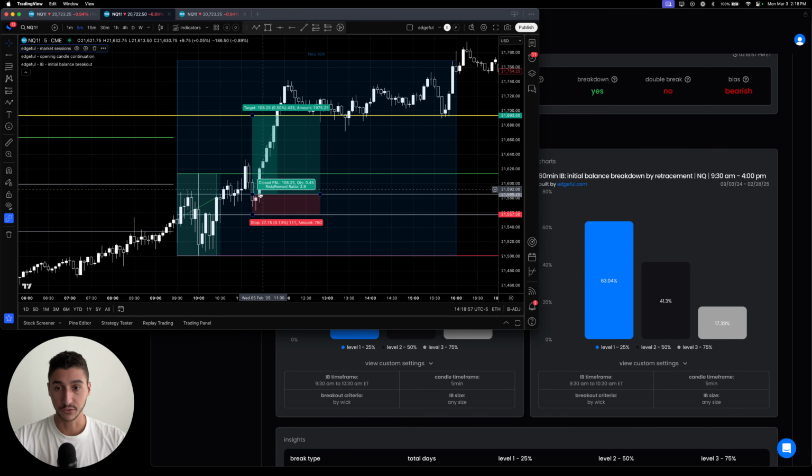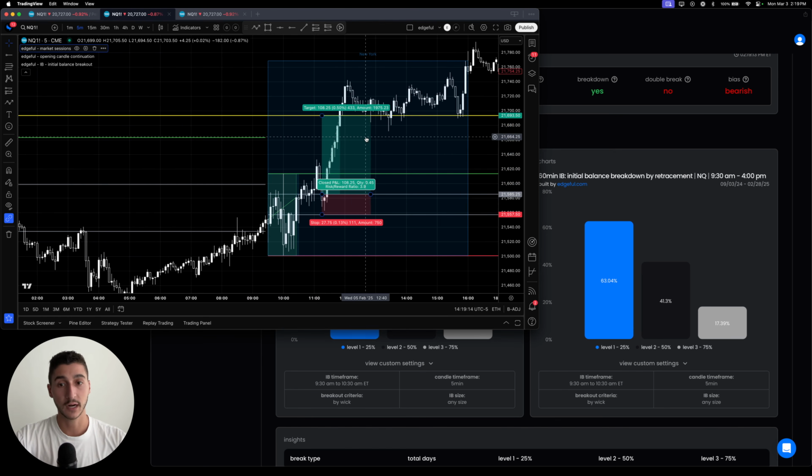And now, as you can see, price breaks out, comes back to that 25%, does not touch the 50, and then wonderfully touches the previous day's high, which is your target. Now this is a 3.9R. Some days will be closer in, some days will be further out, but this is a wonderful trade setup, all data backed, that you can use.